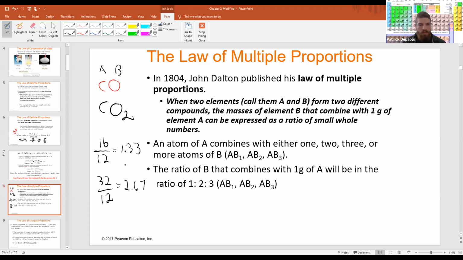So if you have compound 1 and compound 2 of these ratios, if you divide these ratios by each other, you get a whole number. And that works for every compound that has the same elements.